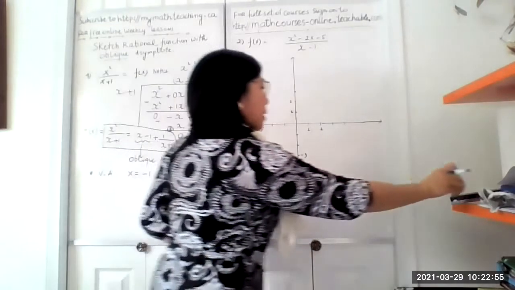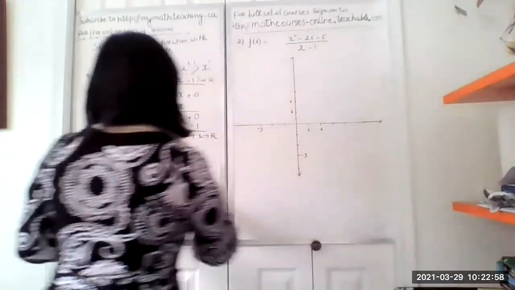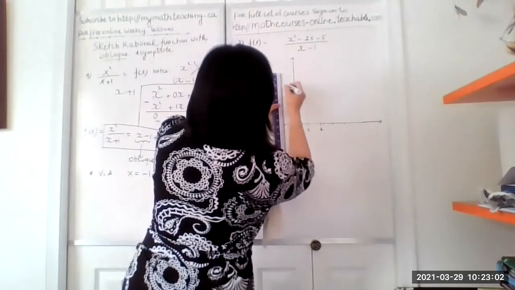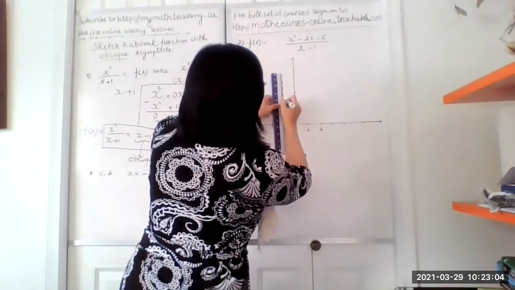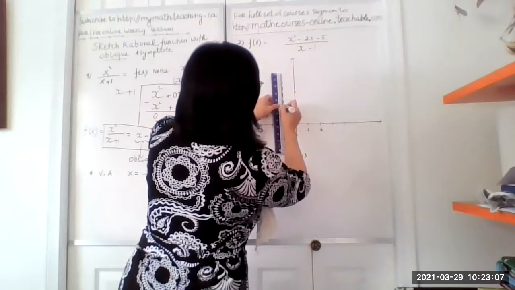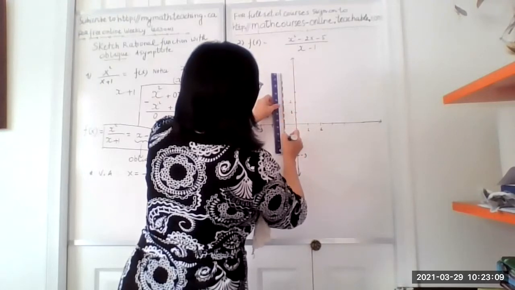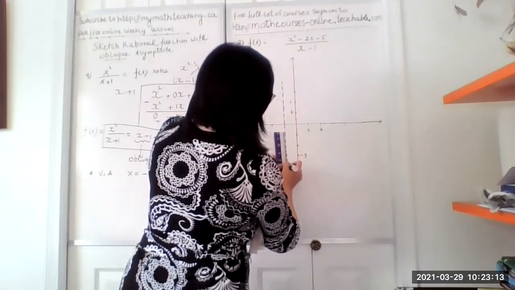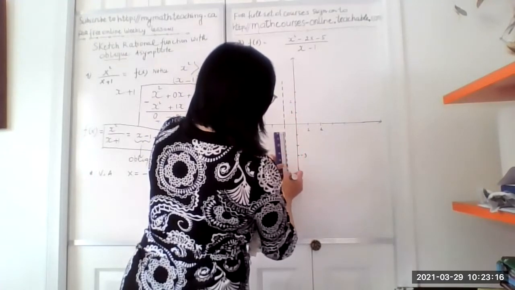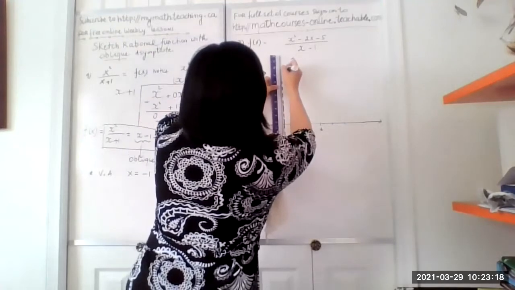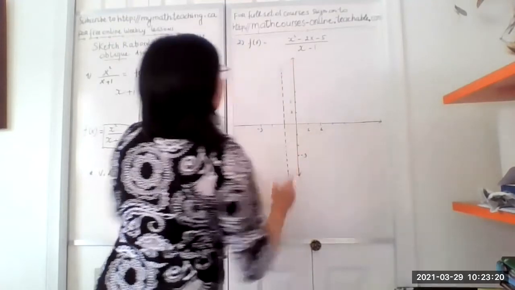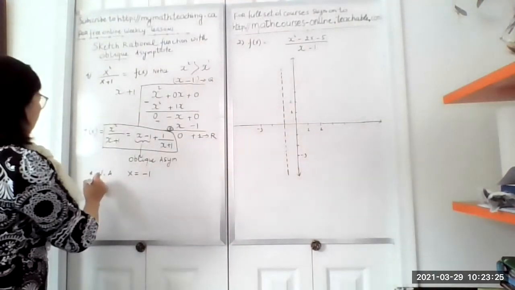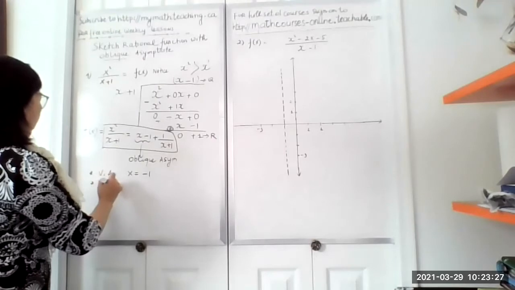So now let's get the vertical asymptote. Vertical asymptote x equals minus 1. So minus 1 is here. So we have our vertical asymptote here, and I put it as a dotted line to stand for the asymptote. So what next? What about the horizontal asymptote?